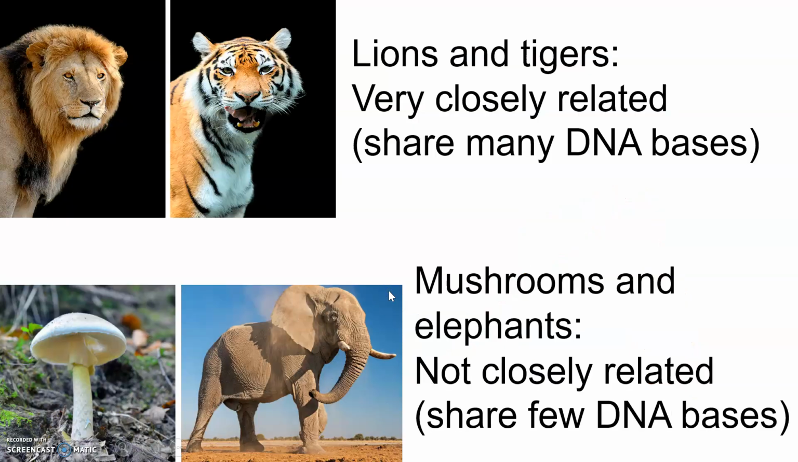And this is what I mean by that. For example, lions and tigers are both part of the cat family. They are very closely related and they share many DNA bases. Whereas a mushroom and an elephant are not closely related and they share few DNA bases. So let's get to work.